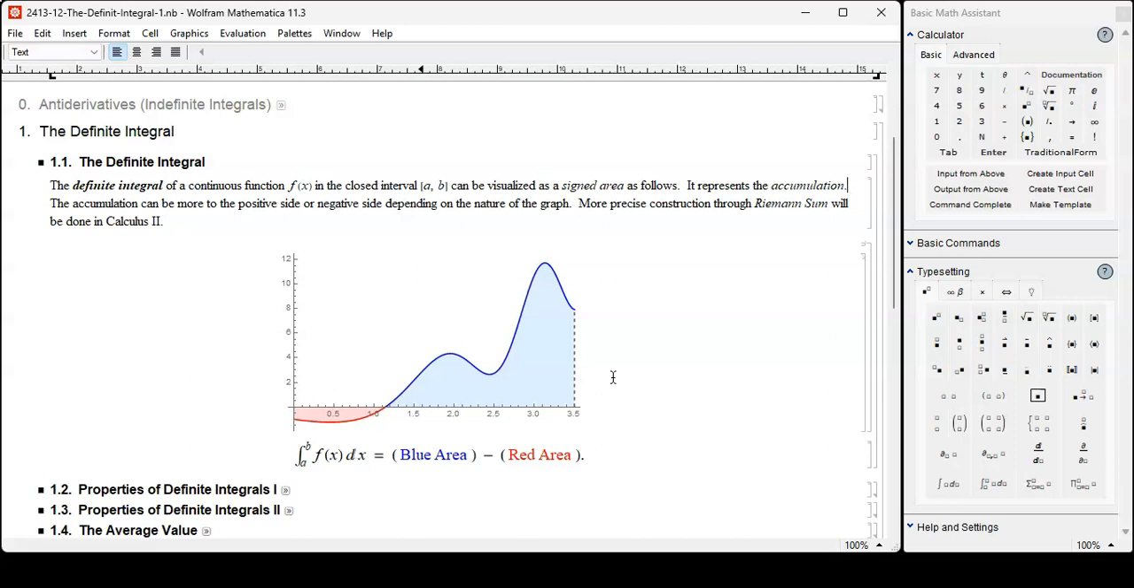We're going to talk about this aspect in a little more detail in lesson 14 when we discuss the Riemann sums. But for now, let's just take it for granted. This is the accumulation, and that's the signed area, and let's just go from here.